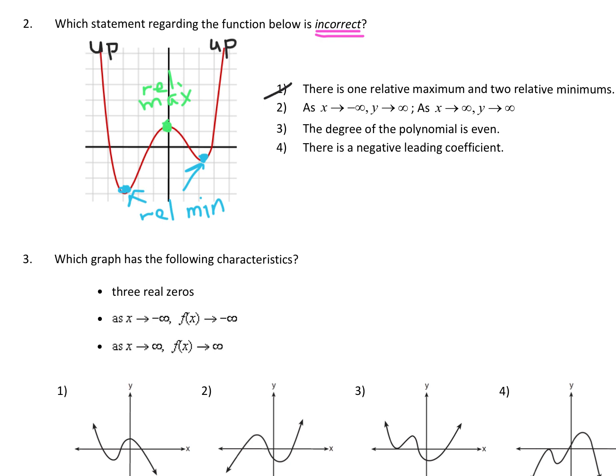Okay, now choice 2 wants to know about end behavior. So I just kind of wrote, look at this. As we go to the left, the graph is going up, and as we go to the right, the graph is going up.